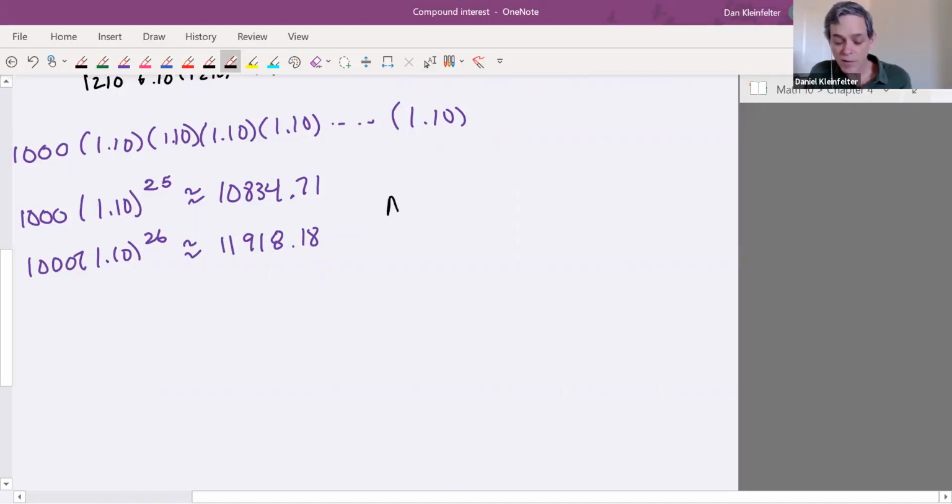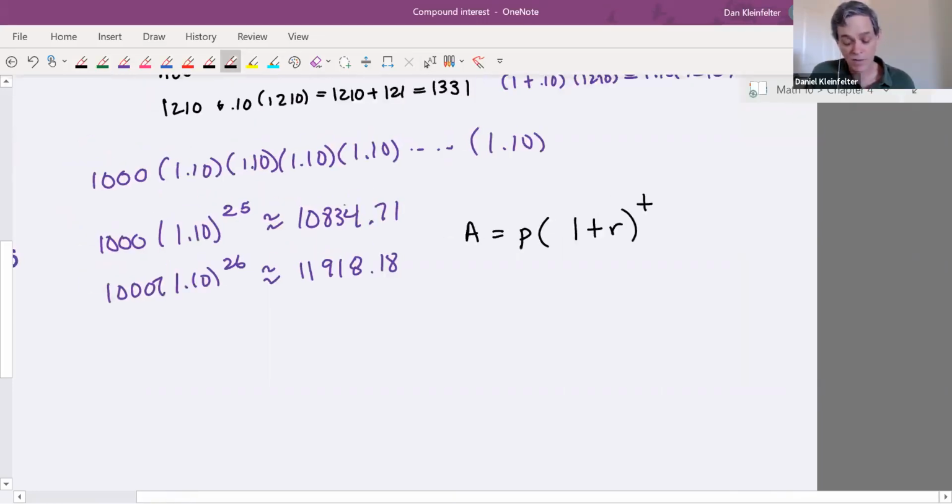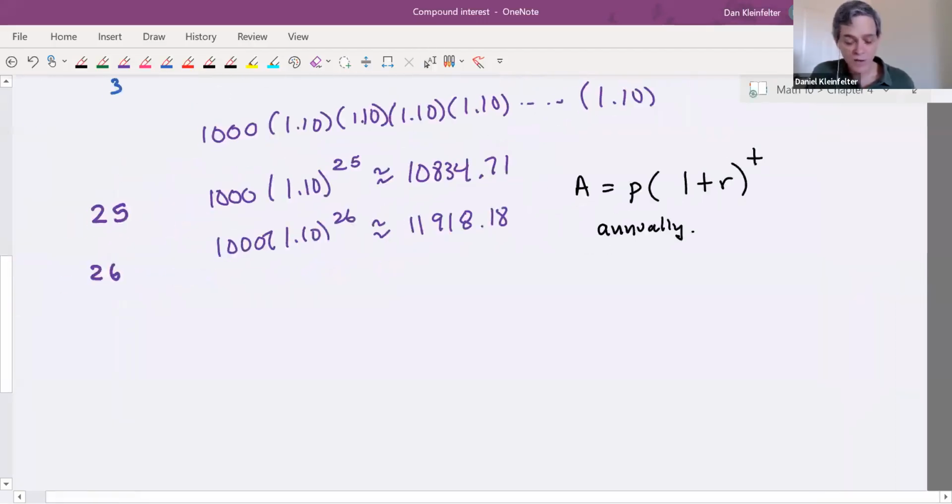The formula that we're working with so far, the amount of interest is the principal, 1 plus the interest rate raised to the power of how many years it is. Okay, so you could see that fits what we've done before. The R was 0.10, the T was our time, P was the $1,000. This is going to be for annually.